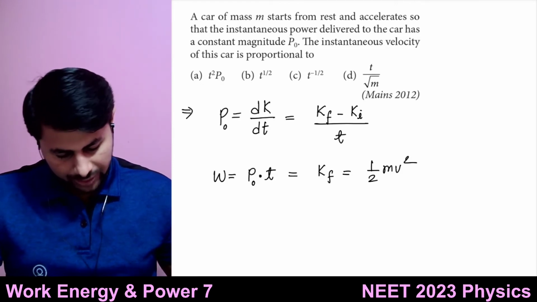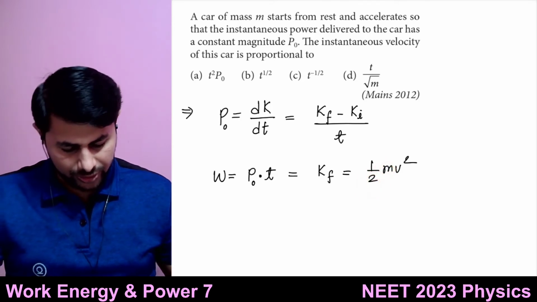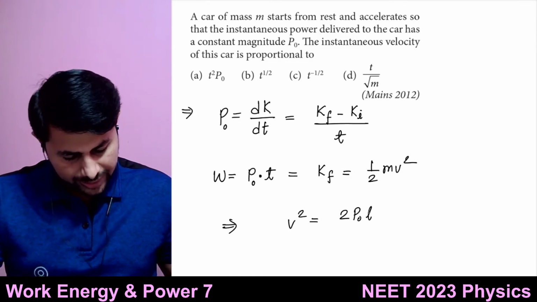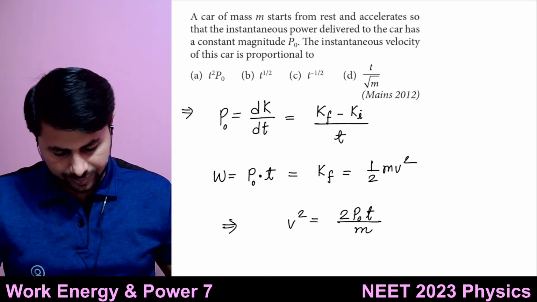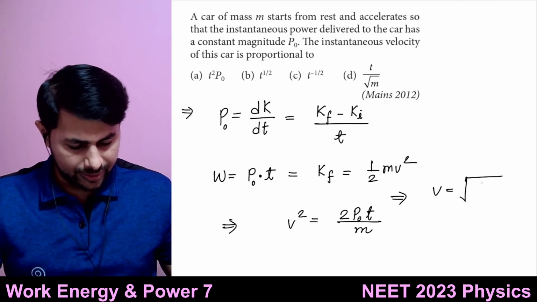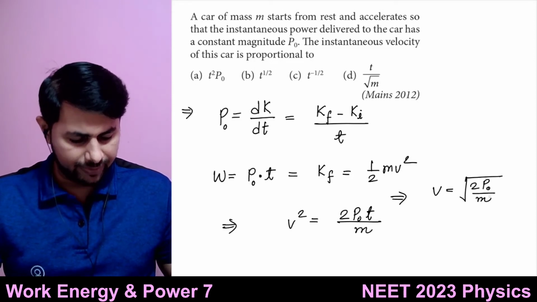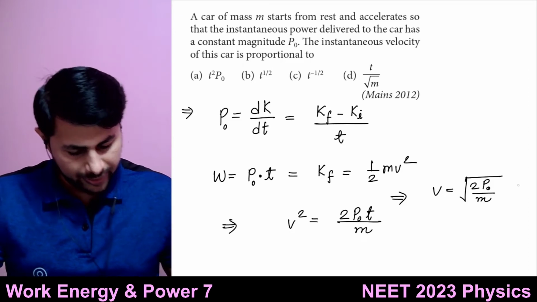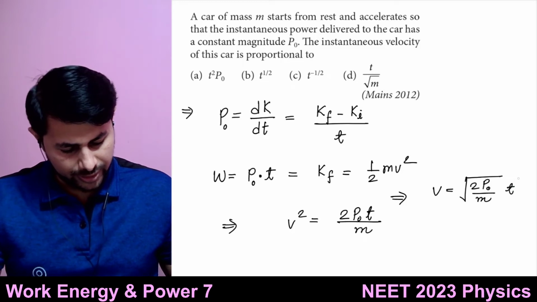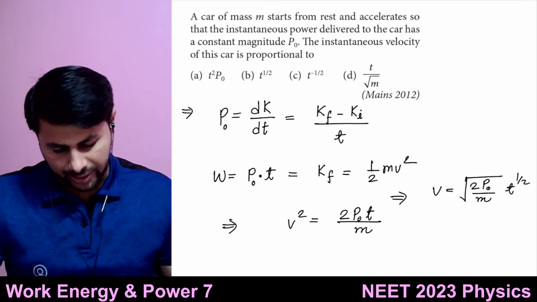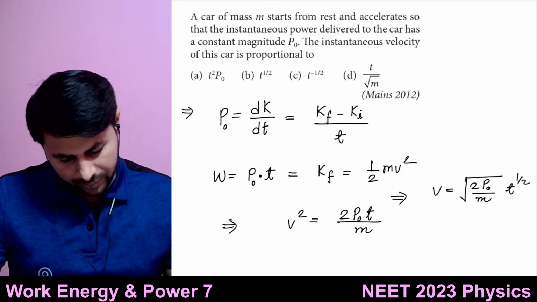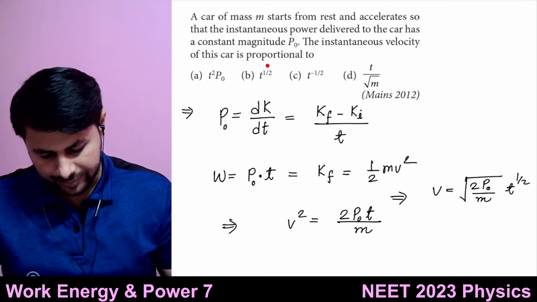So you can move this 2 and m to the other side. What do you get? You get v square equals 2 times P naught times t divided by m, and therefore v is equal to the square root of that, so 2 times P naught upon m. This is constant, and you have square root of t also. So t raised to half, or square root of t. So which option? Option B, I guess. Option B is the answer.